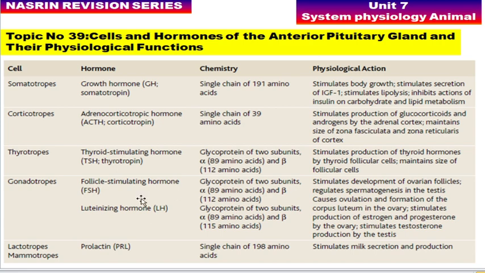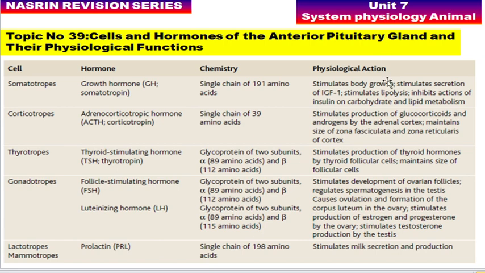Next, FSH, which is also a glycoprotein, consists of 2 subunits, the same as TSH. Next, luteinizing hormone also has 2 subunits, but the only difference is that the beta subunit is made up of 115 amino acids, whereas with respect to TSH or FSH it is made up of 112 amino acids. Next, prolactin is also a single chain. Okay, it is made up of 198 amino acids.